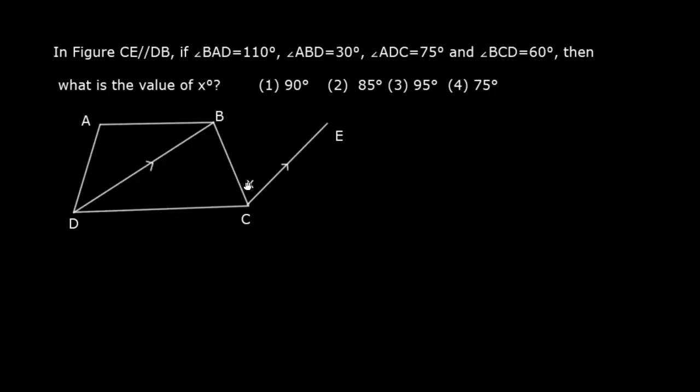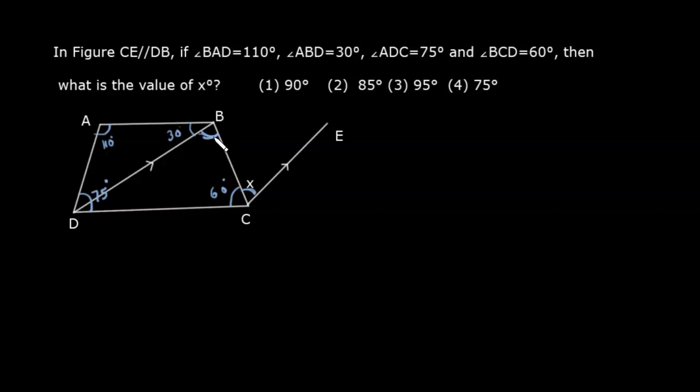Then what is the value of x? We have to find this value of x. We are given that angle BAD is 110 degrees, angle ABD is 30 degrees, angle ADC is 75 degrees, and angle BCD is 60 degrees. We are also given that DB is parallel to CE. Now if DB is parallel to CE, then this angle x can be equal to this angle, alternate angles.